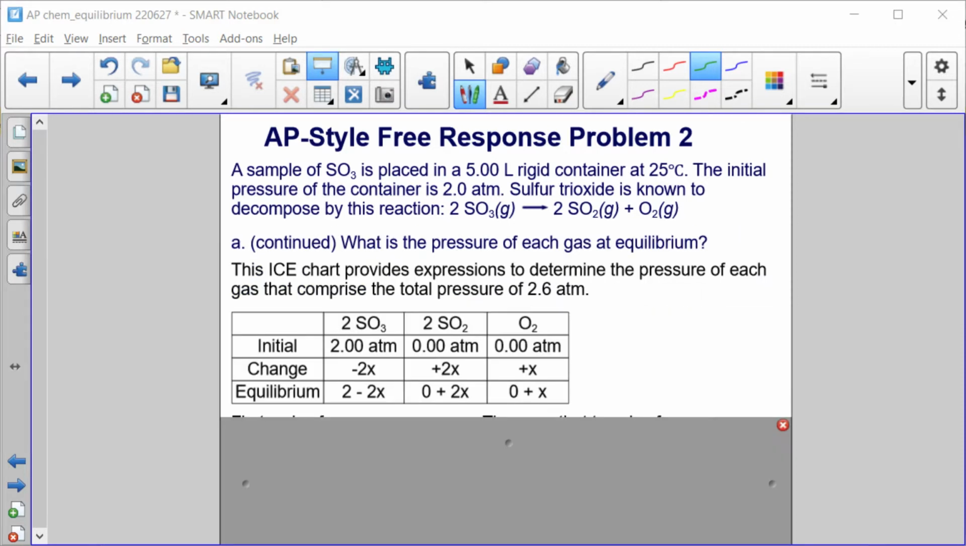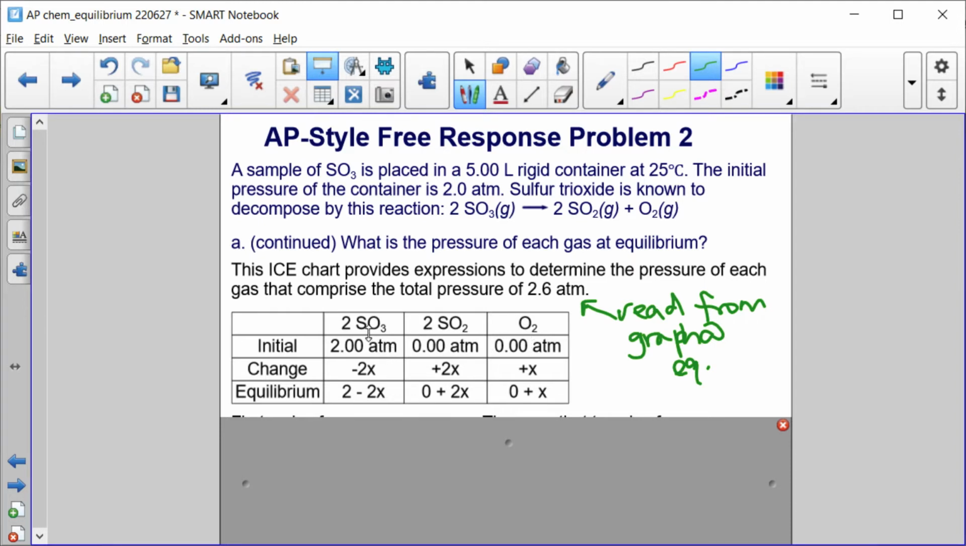This is Free Response Problem 2, Part A continued, where we're finding the pressure of each gas at equilibrium. So we set up this ICE chart to provide the expressions to determine the pressure of each gas that comprises the total pressure of 2.6 atmospheres. Remember that this was read from the graph at equilibrium. Okay? So we're told that the initial pressure of the container, which is only sulfur trioxide, is 2 atmospheres. We have no pressure from the other 2 products.